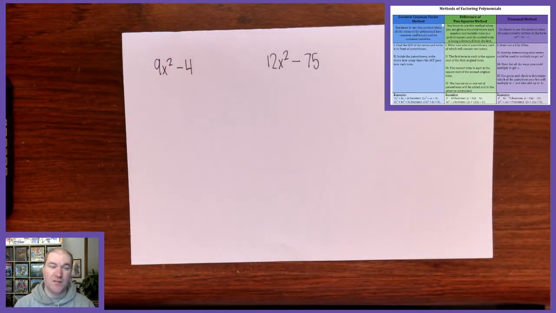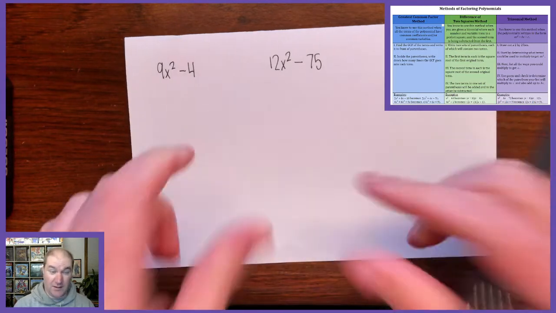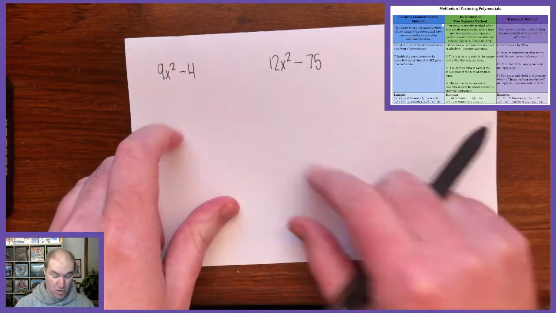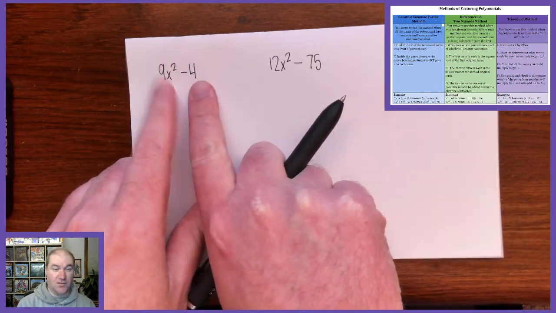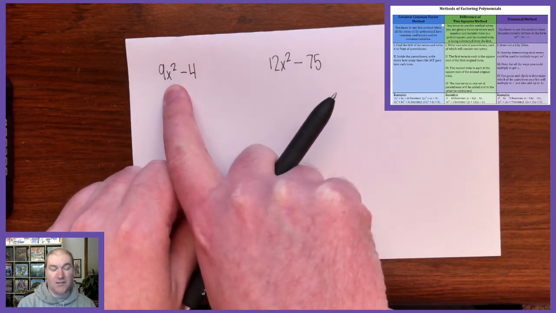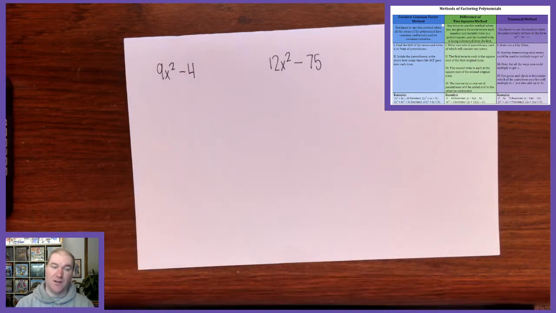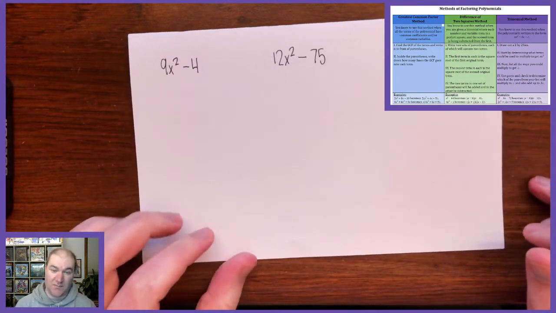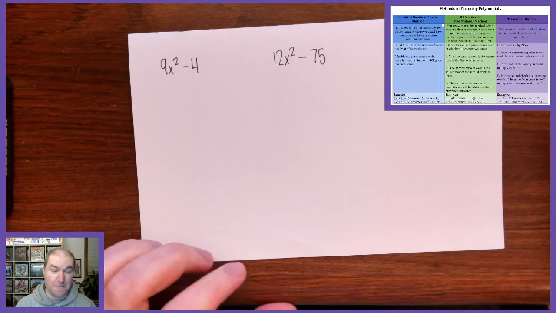You know to use this method when it's a difference of two squares. Difference means subtraction. Two squares means that there are two terms and they're both perfect squares. So 9x squared is a perfect square. That means I can multiply something by itself to get 9x squared. And 4 is a perfect square. I can multiply something by itself to get 4.